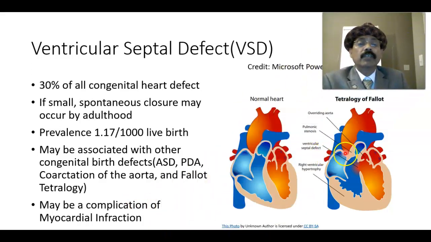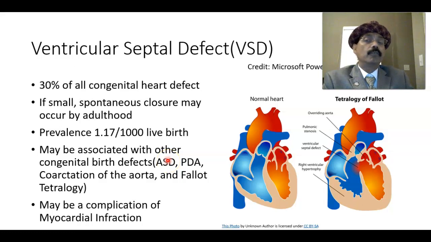Tetralogy of Fallot is an example, this is an image of tetralogy of Fallot. Here we also have ventricular septal defect, pulmonary stenosis, dextroposition and overriding of the aorta. So the aorta gets blood from both the right side and the left side, and certainly right ventricular hypertrophy. So this tetralogy or patent ductus arteriosus or atrial septal defect or other heart defects may be associated with ventricular septal defect. It may be a complication of myocardial infarction in an adult.